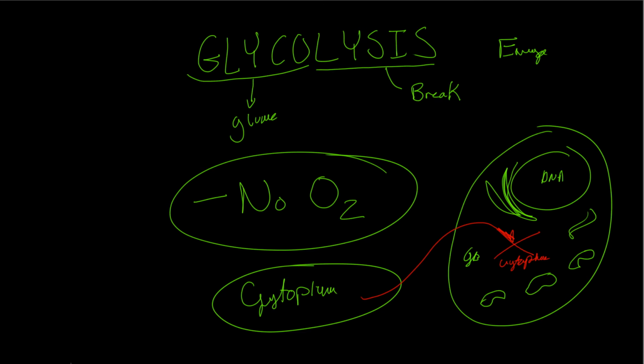Now, the results of this, specifically the NADH made, that will be transported to the mitochondria for use in oxidative phosphorylation. More on that later. Okay, so that is a primer on glycolysis. Now let's talk about some specifics about it.